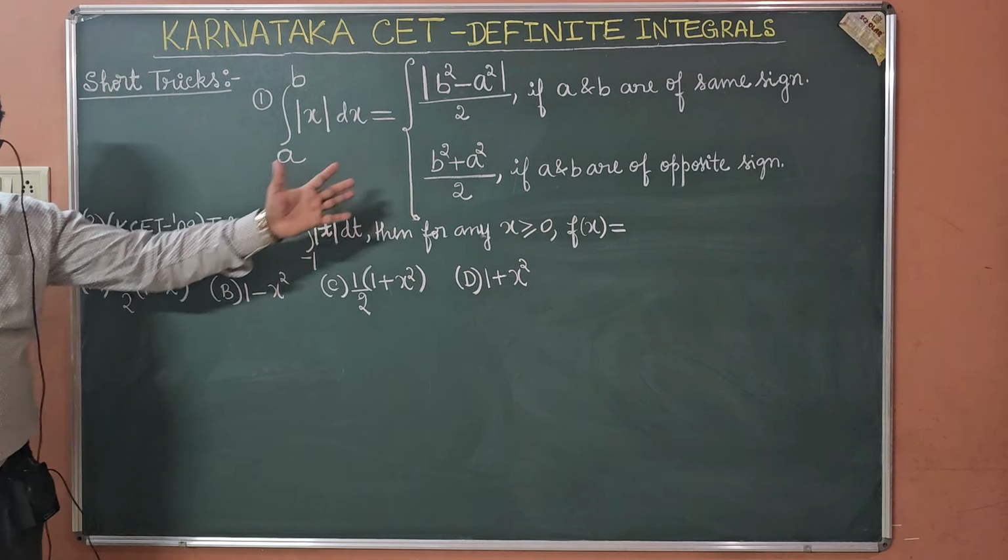Kindly go through. Here is the next CET question from 2011. The value of the integral from 0 to 4 of mod of x minus 1 dx is. You may be thinking this is slightly different from this, but it can be immediately brought under this form. See how I am going to do. Check. It is given integration from 0 to 4 of mod x minus 1 dx.